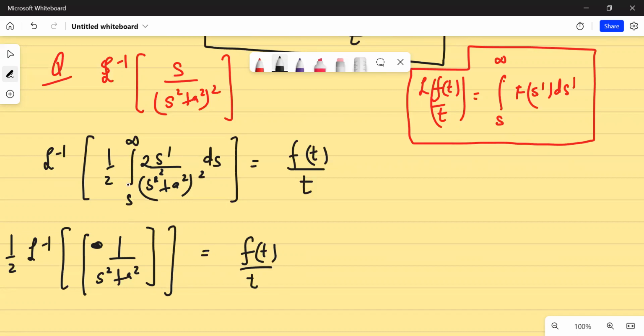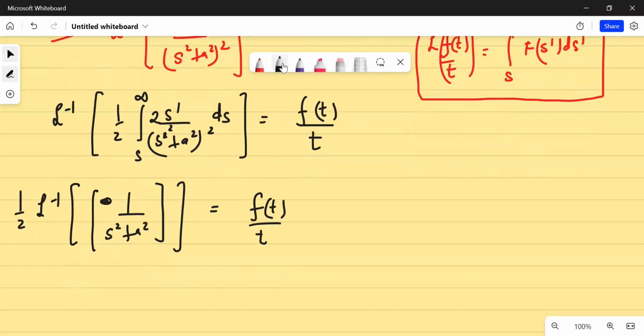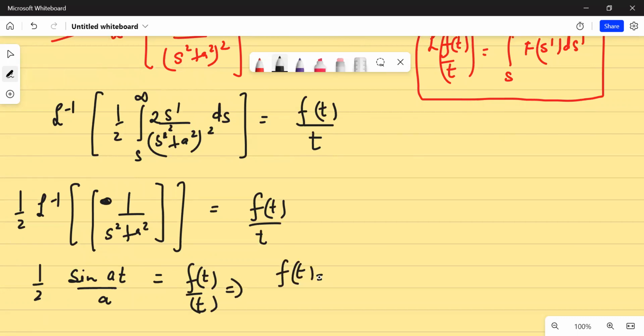And then if you place these limits, this is something that you get. And you know that inside this particular bracket, this is the Laplace inverse of what? It is the Laplace inverse of sin at upon a, isn't it? If you put an a here, it is equal to f(t) upon t. So here you can find your f(t), that is the Laplace inverse of your given function, simply t upon 2a sin at. Is that clear?